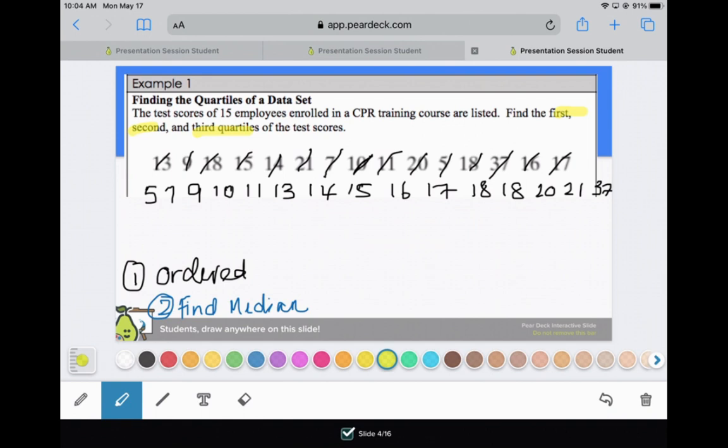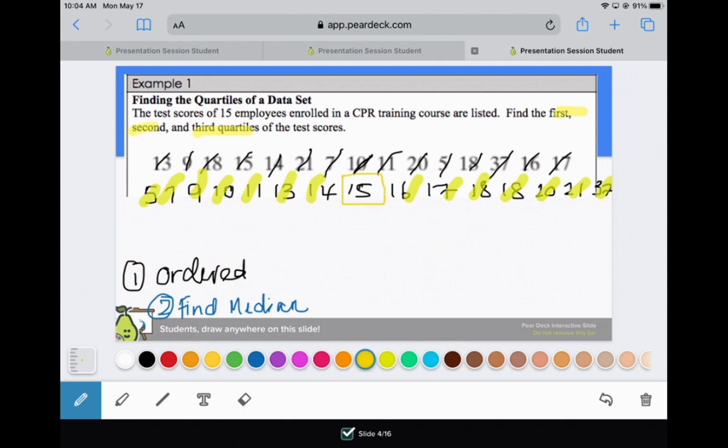Yes, that's correct. So by looking in here, I'm going to use my highlighter because I don't want to cross out my values. So keep moving in, moving in. Okay, so my median would be 15. So this is my median. So my median in this case is 15. So I got my median.